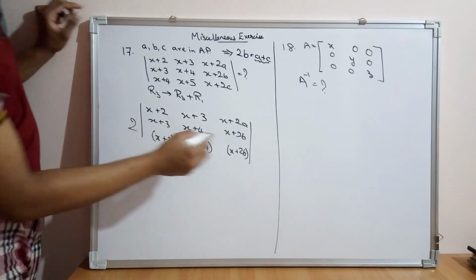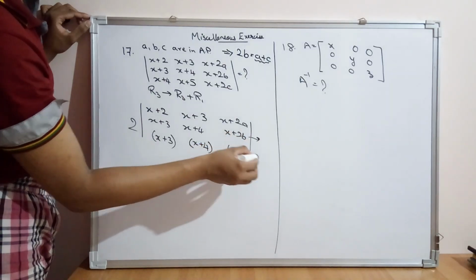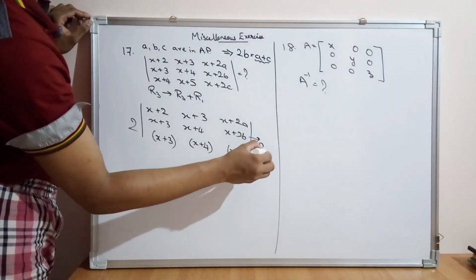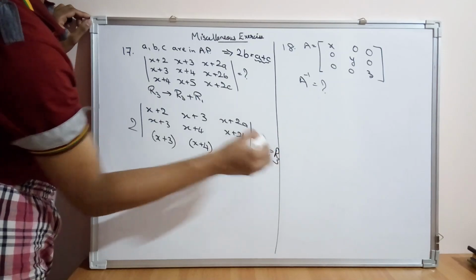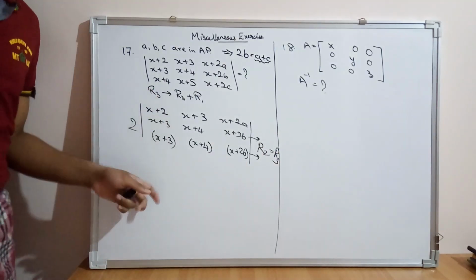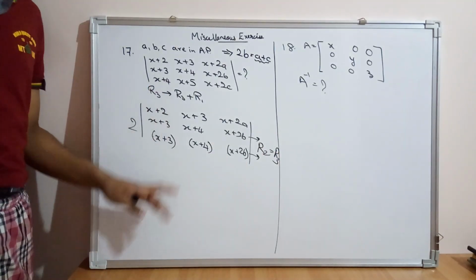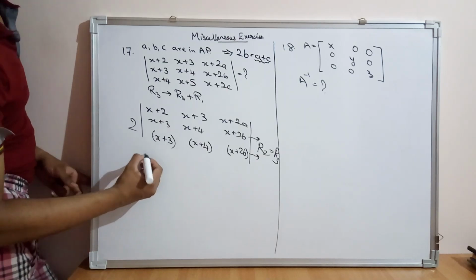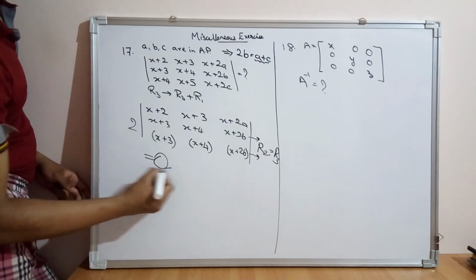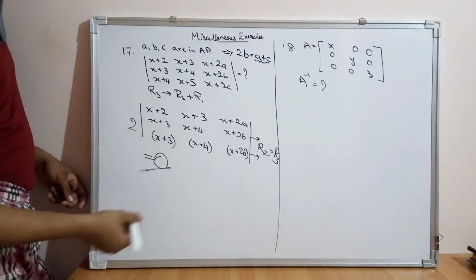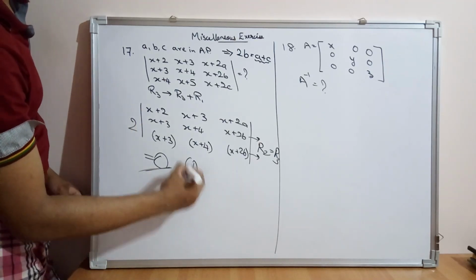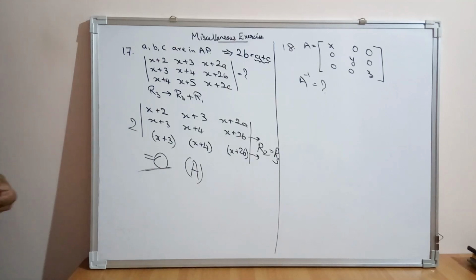So here I can find out that the second row and the third row, R2 is equal to R3. The properties say that if two rows or two columns are equal, then the determinant value is going to be equal to 0. So the option which says this is option A. That's all about the 17th question. Moving on to the 18th one.